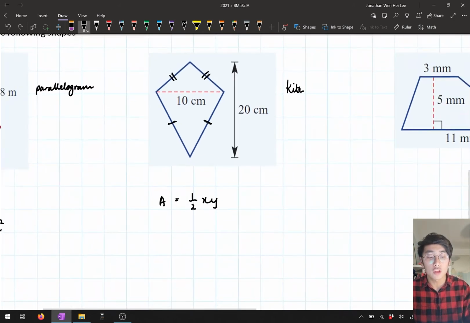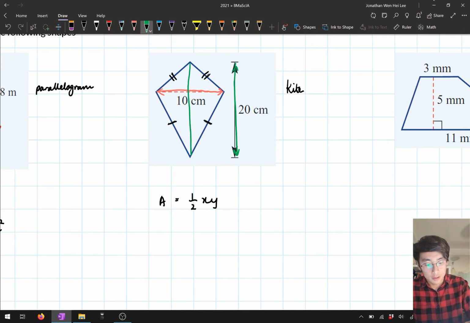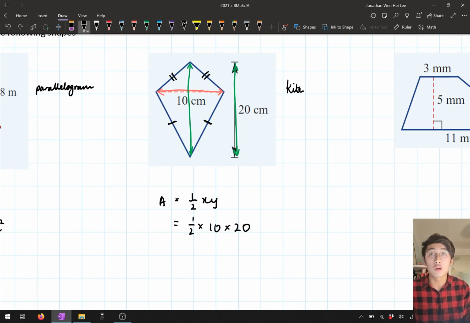If you have a look at that formula, that tells me I need to find x and y, my two diagonals. If you have a look at the shape, they've actually given that to us. I've got 10 centimeters here, and the other length is this 20 centimeters, which goes from here to here. And so those are my two diagonals, and I can just substitute this straight in. So I'm going to get half times 10 times 20, and I'm going to put in a unit.